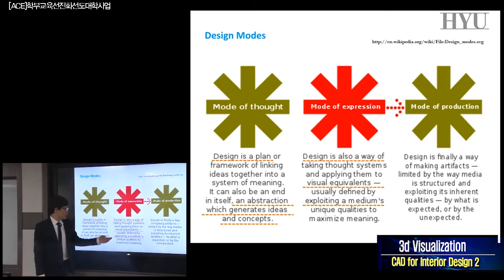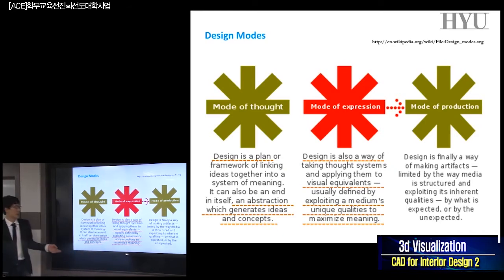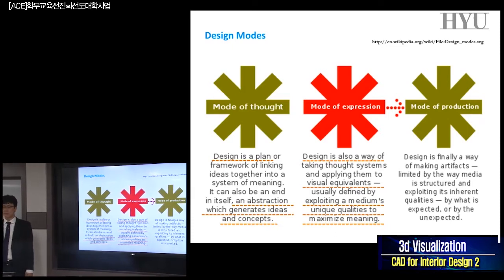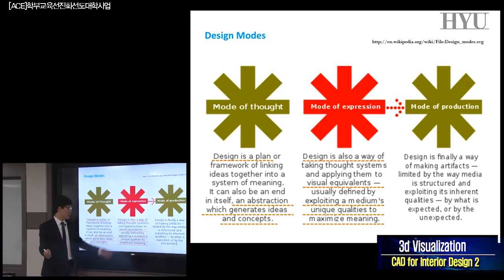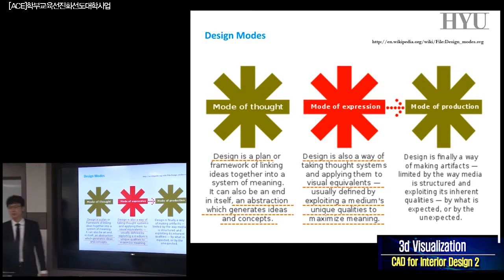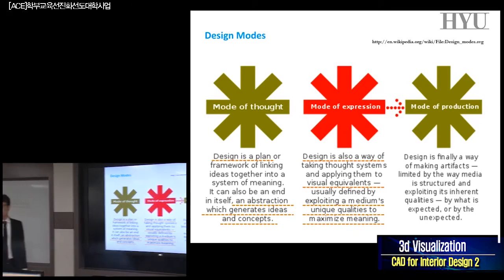How to do that? Exploiting a medium's unique qualities to maximize meaning. The term here simply means that if you want to use a pen, you know the characteristics and the function of the pen. So maximize the meaning, your meaning apple. So you have to draw an apple, shadow it, and make it something real apple. Exploiting your media, because at that time your media is pencil.